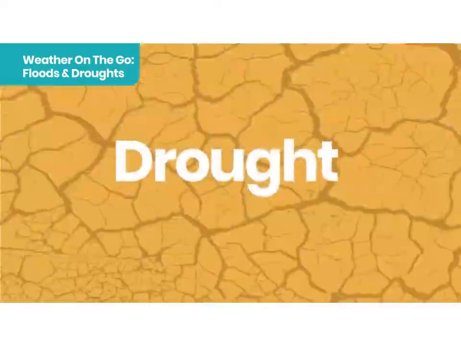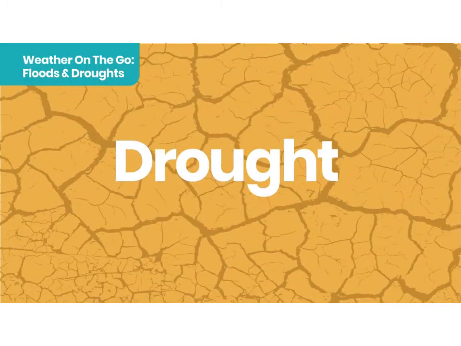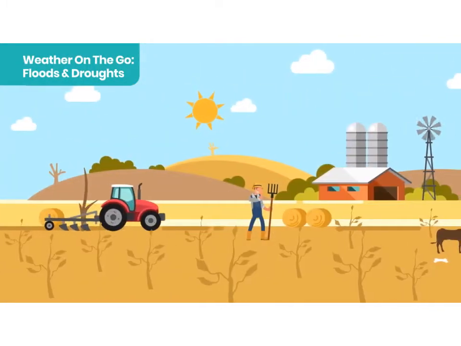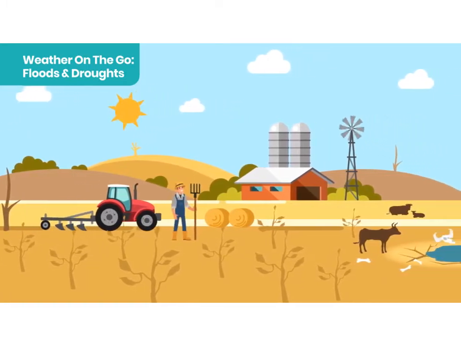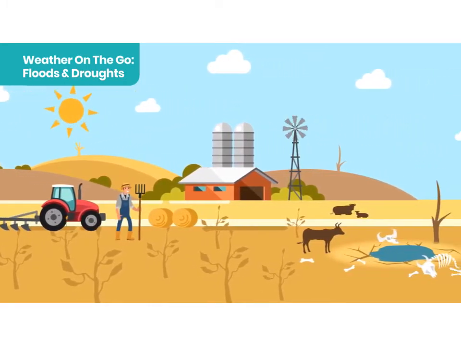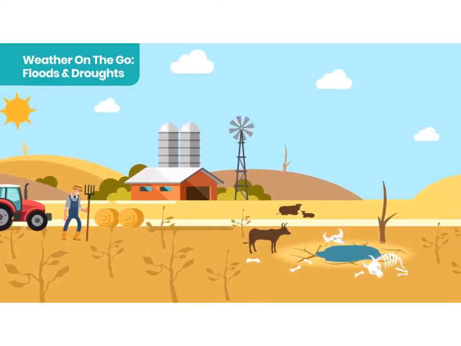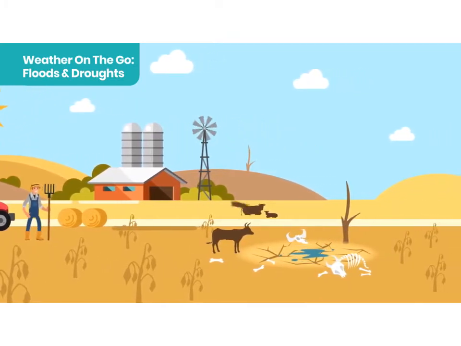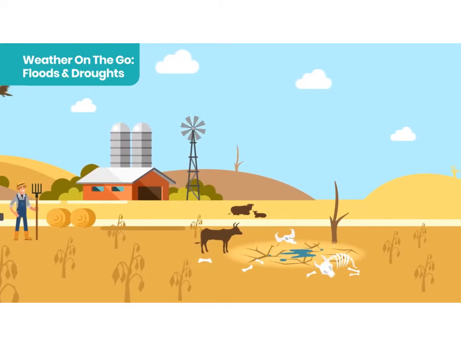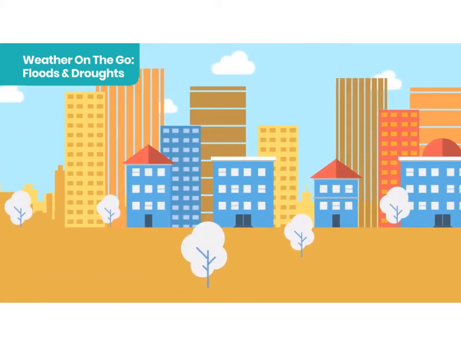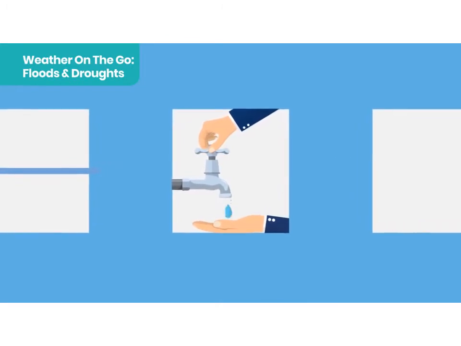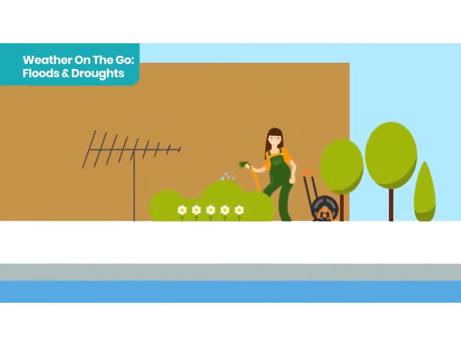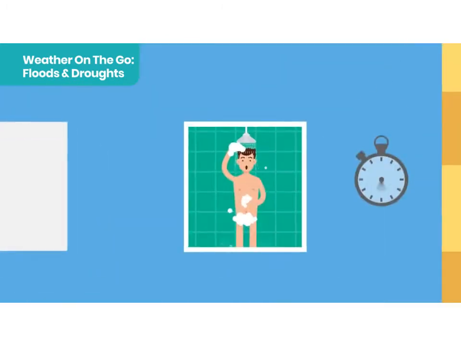A drought occurs when there hasn't been much rain for a long time. In Australia, droughts can last for 10 or more years. Droughts are very difficult for farmers. Droughts can cause crops to die and leave animals without food and water. In cities, droughts can mean that people living in these areas experience water restrictions. These are rules on when you can water your garden or even how long you can shower.